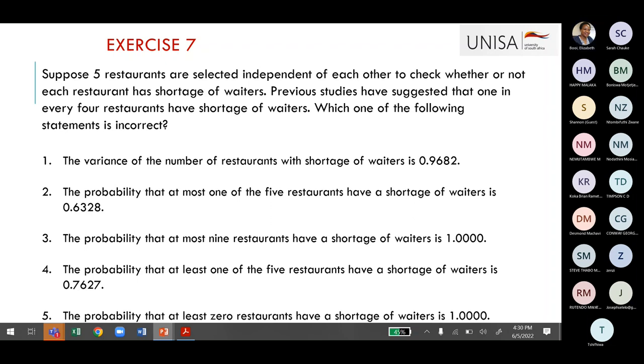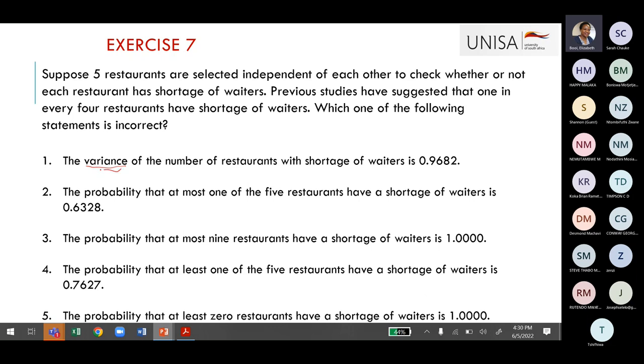Exercise 7 also asks you, the first option asks you to calculate, let's start with the statement. The statement says, suppose 5 students were selected independently, check whether or not each resident has a shortage of waitress. Previous studies suggest that 1 out of every 4, so you are given X and N. You can calculate the probability of success there. Which one of the following is incorrect?